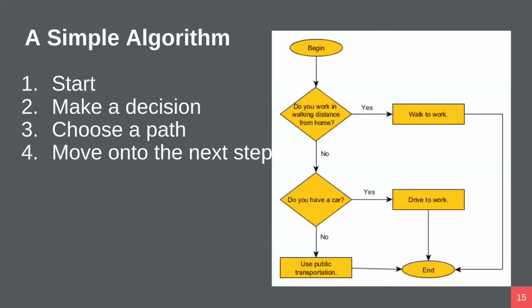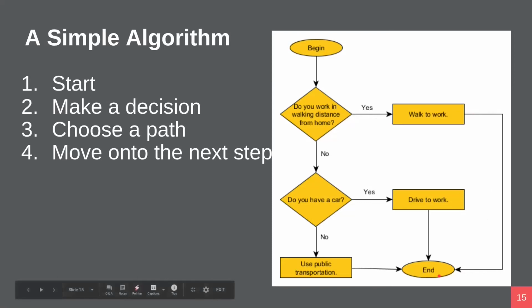So here's a really simple algorithm. This is how to get to work. The first thing we do is we begin. What does begin mean? It just means start thinking. Line one: do you work within walking distance from home? If you have to make a decision, we put this inside a diamond shape. So can you walk to your work? If you can, then that's the end.